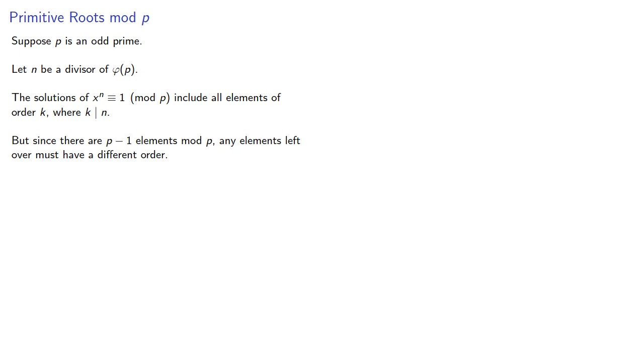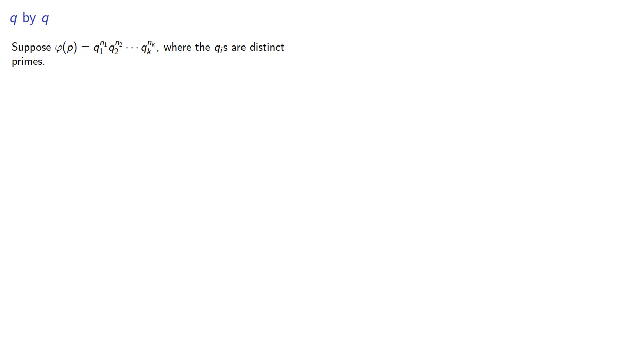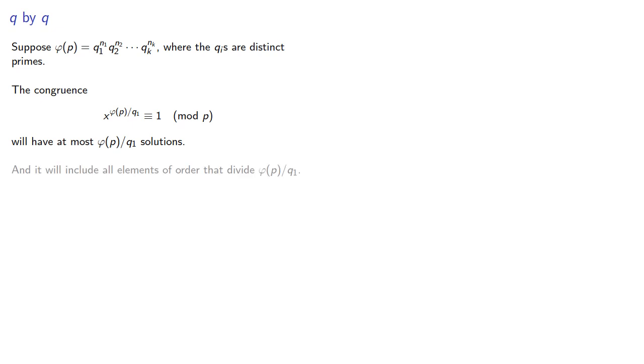So can we guarantee elements of all orders? Well, suppose phi of p is expressed as a product of powers of distinct primes. Then consider the congruence x to the power phi of p divided by any one of those primes, q1, congruent to 1. This will have, at most, phi of p divided by q1 solutions, and it will include all elements of an order that divides phi of p divided by q1. So if there are any elements left over, they must have a different order.